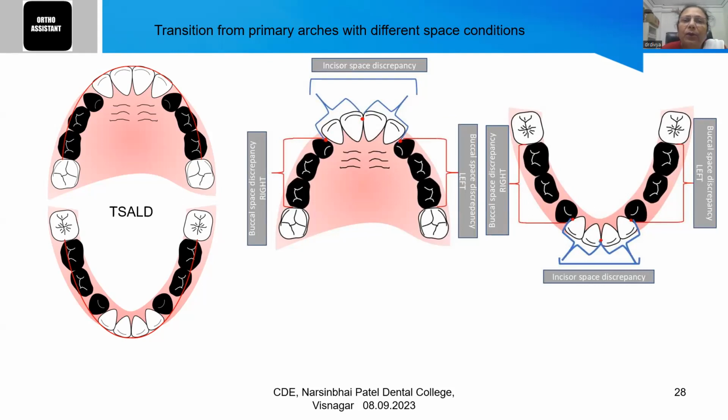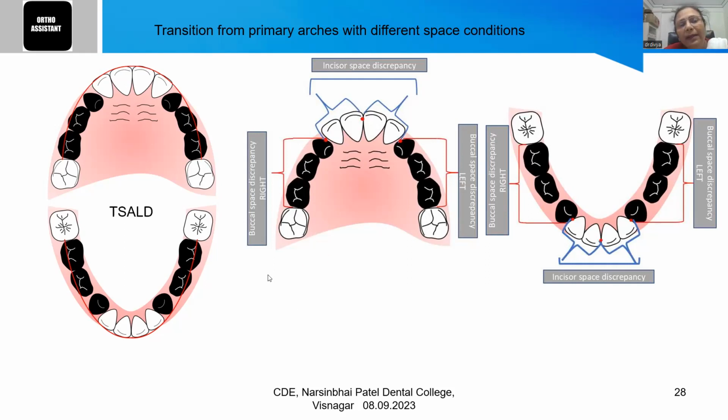So by that, you go for the TSALD, tooth size arch length discrepancy. Nice. Anyone else? Shwetal, yes ma'am, you go for that. Thank you very much for responding. Keep responding, I'll see afterwards, after the end of this lecture.